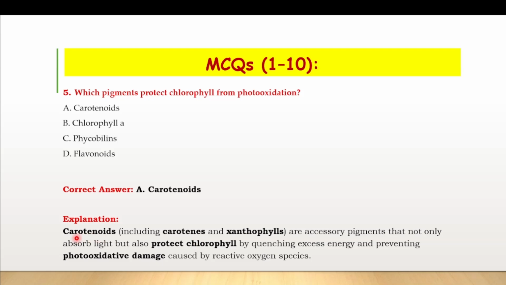Carotenoids. Carotenoids, including carotenes and xanthophylls, are accessory pigments that not only absorb light, but also protect chlorophyll by quenching excess energy and preventing photooxidative damage caused by reactive oxygen species.